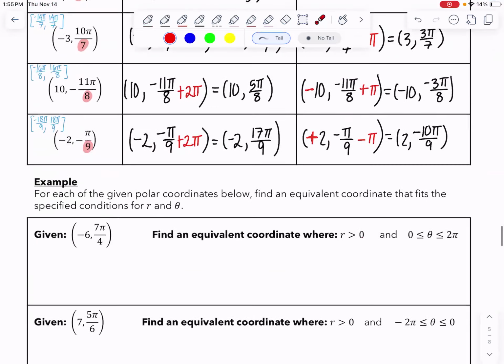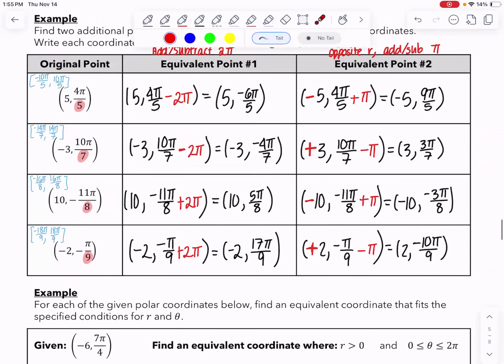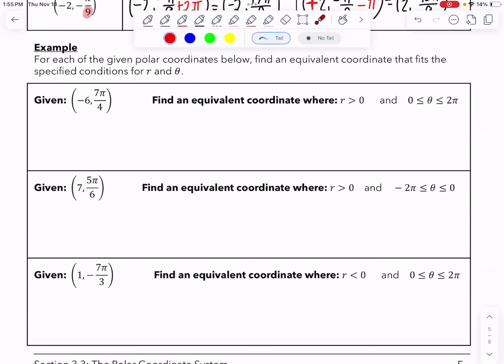So that's one thing we can do. We can make equivalent points with no conditions other than the range. But then we can have some fun problems where we're making equivalent points with particular ranges and particular restrictions upon R. So for instance, we are given a point here, and we're told to find an equivalent coordinate where both of these things are true. So R greater than 0 means that R is positive.